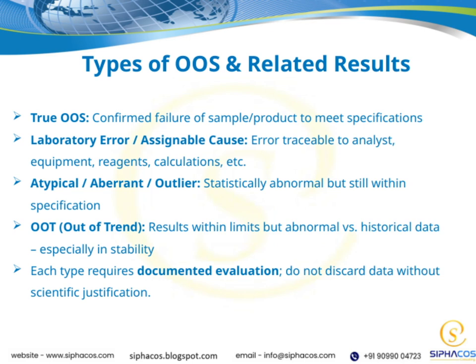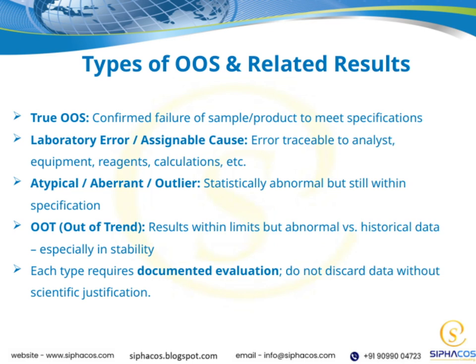Next, we have laboratory error or assignable cause. These are errors that can be traced back to specific factors like the analyst, the equipment, reagents, or even calculation mistakes. It's important to identify and document these causes because they can often be corrected and prevent future issues.